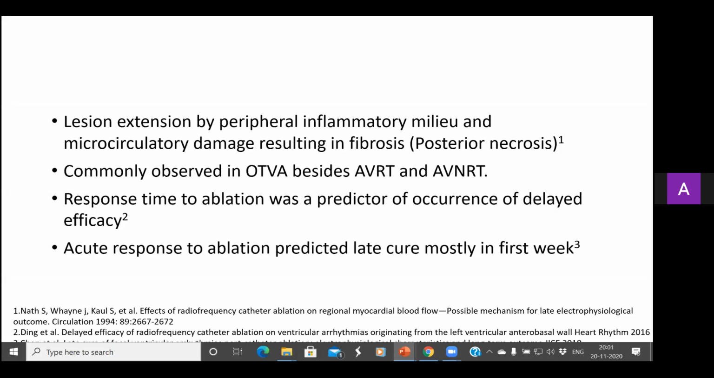In the study from China, the response time to ablation was found to be a better predictor of the occurrence of delayed efficacy. In another study from China, there was late cure of ventricular arrhythmias in more than 1/3 of patients who had a seemingly unsuccessful ablation session, mostly clustered in the first week after the procedure.